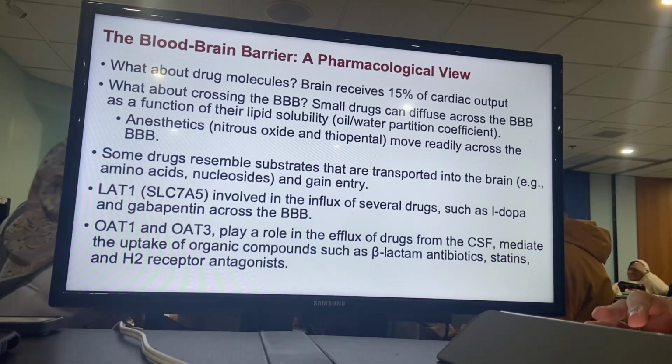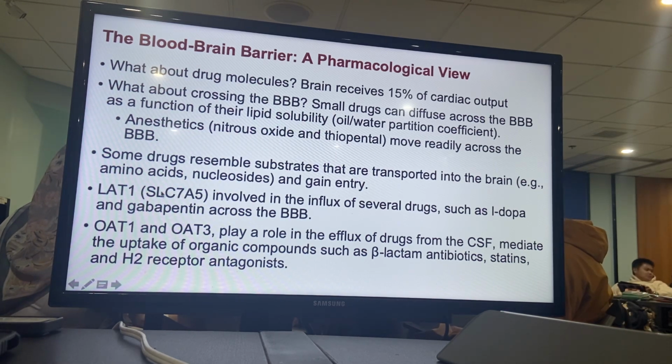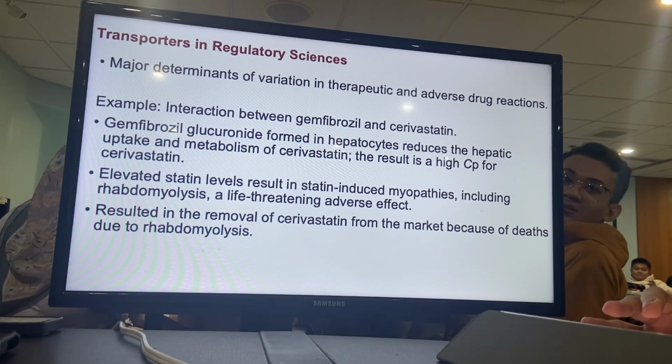Okay, so that's it. These are some of the transporters. Any questions? This is the same example: your statin plus gemfibrozil. Make sure you don't do that.